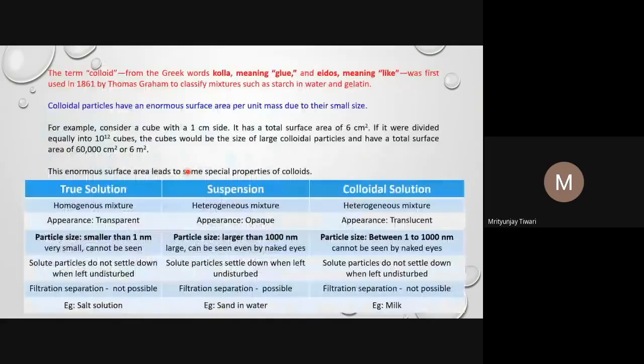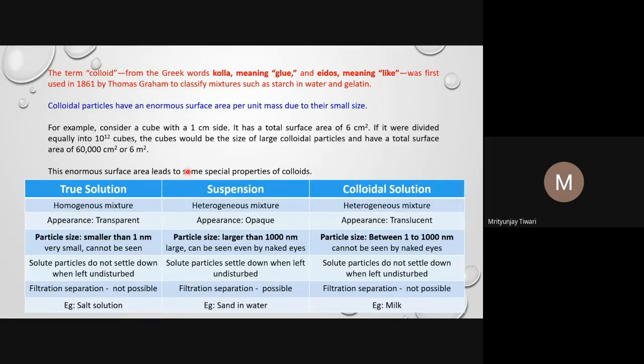Now let's look into the etymology of the term colloid. The word colloid is made up of a combination of two Greek words, pola and eidos. Pola means blue, and eidos means the light.